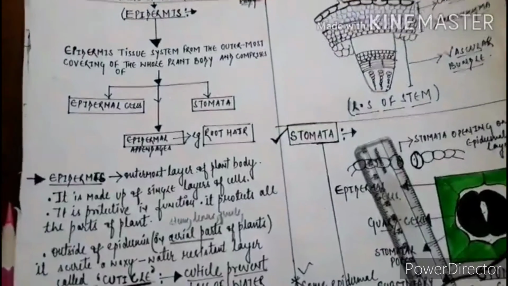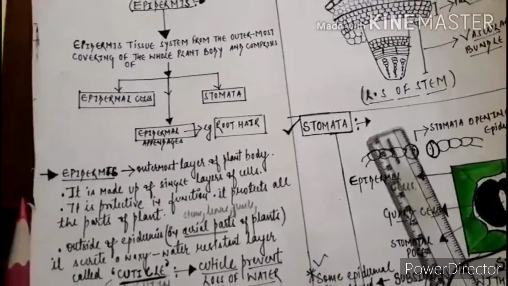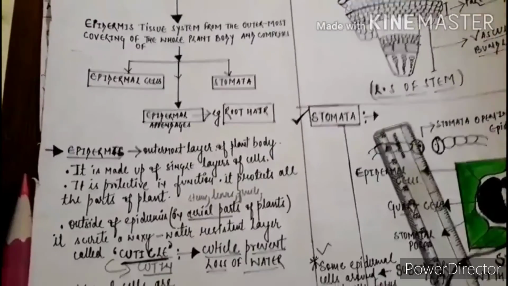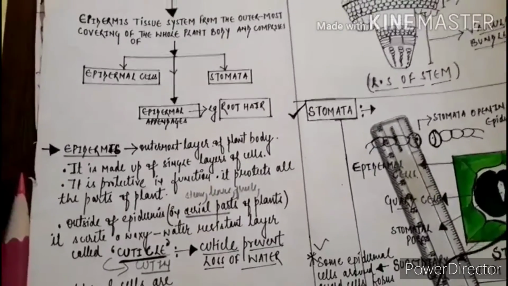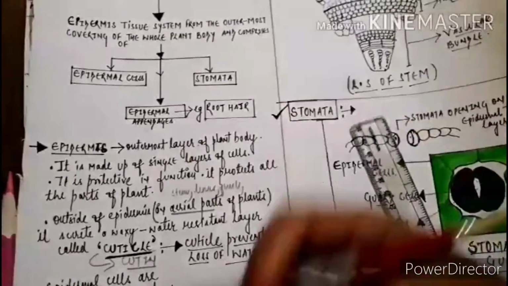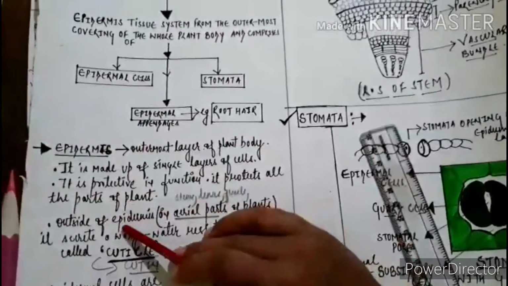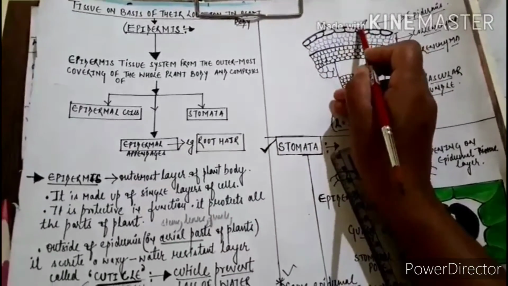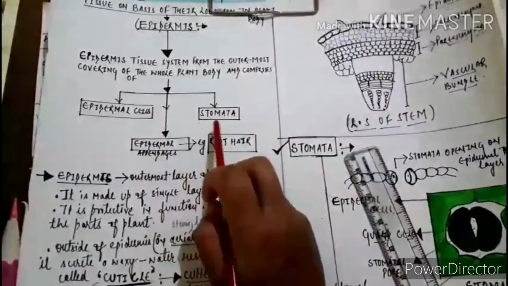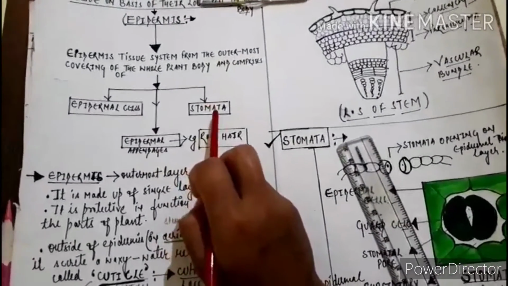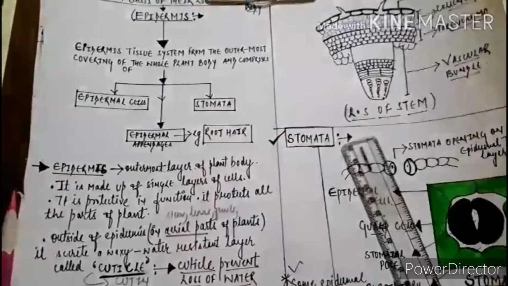But see, one more thing is there. If there are no intercellular spaces, then how will the plant be able to do transpiration and how will it carry out gaseous exchange, the exchange of carbon dioxide and oxygen? For this purpose, there are little pores present on the epidermis, and these pores are called stomata. Okay, now we will discuss stomata in the next video.